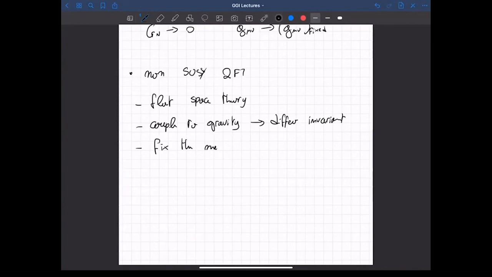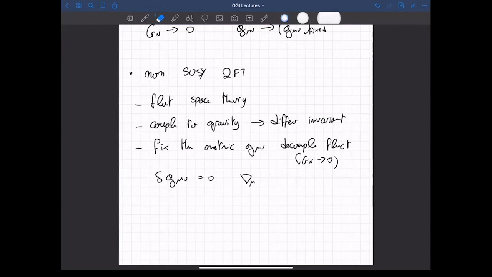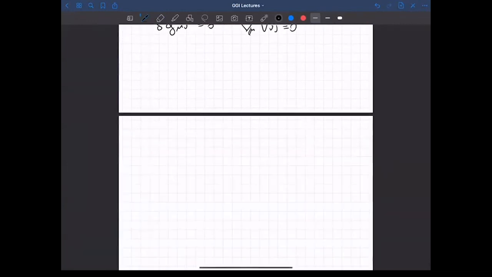So you fix the metric and you decouple the fluctuation, which means that the Newton constant goes to zero. In such a case, this procedure breaks the invariance under diffeomorphism, apart from those which satisfy the fact that the variation of the metric is zero, so the diffeomorphisms generated by Killing vectors. So of course the isometries of the manifold are preserved. This is rather trivial, but this is the logic I want to follow for supersymmetry.